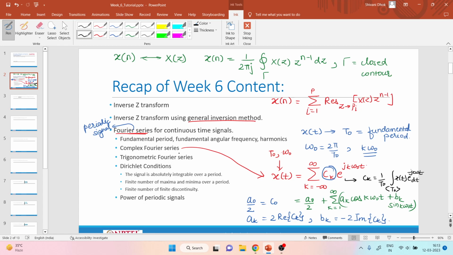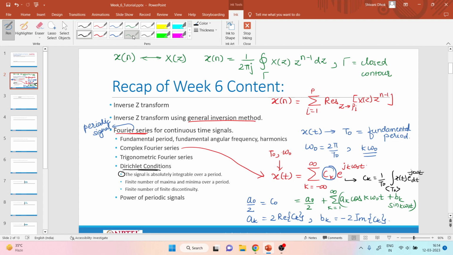Now there are several conditions for the existence of the Fourier series, and these conditions are known as Dirichlet's conditions. These conditions say that the signal should be absolutely integrable over a period, it should have a finite number of maxima and minima over a period, and a finite number of finite discontinuities.